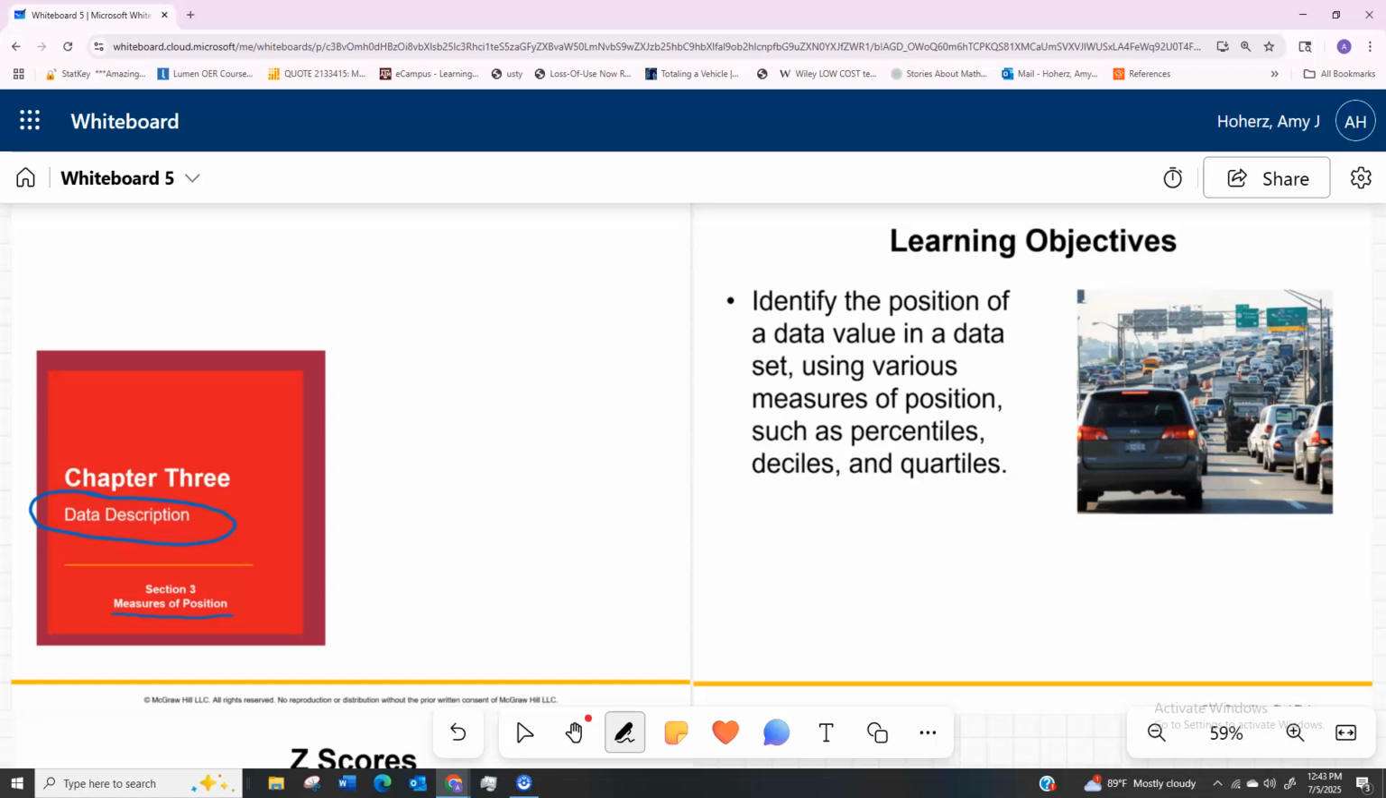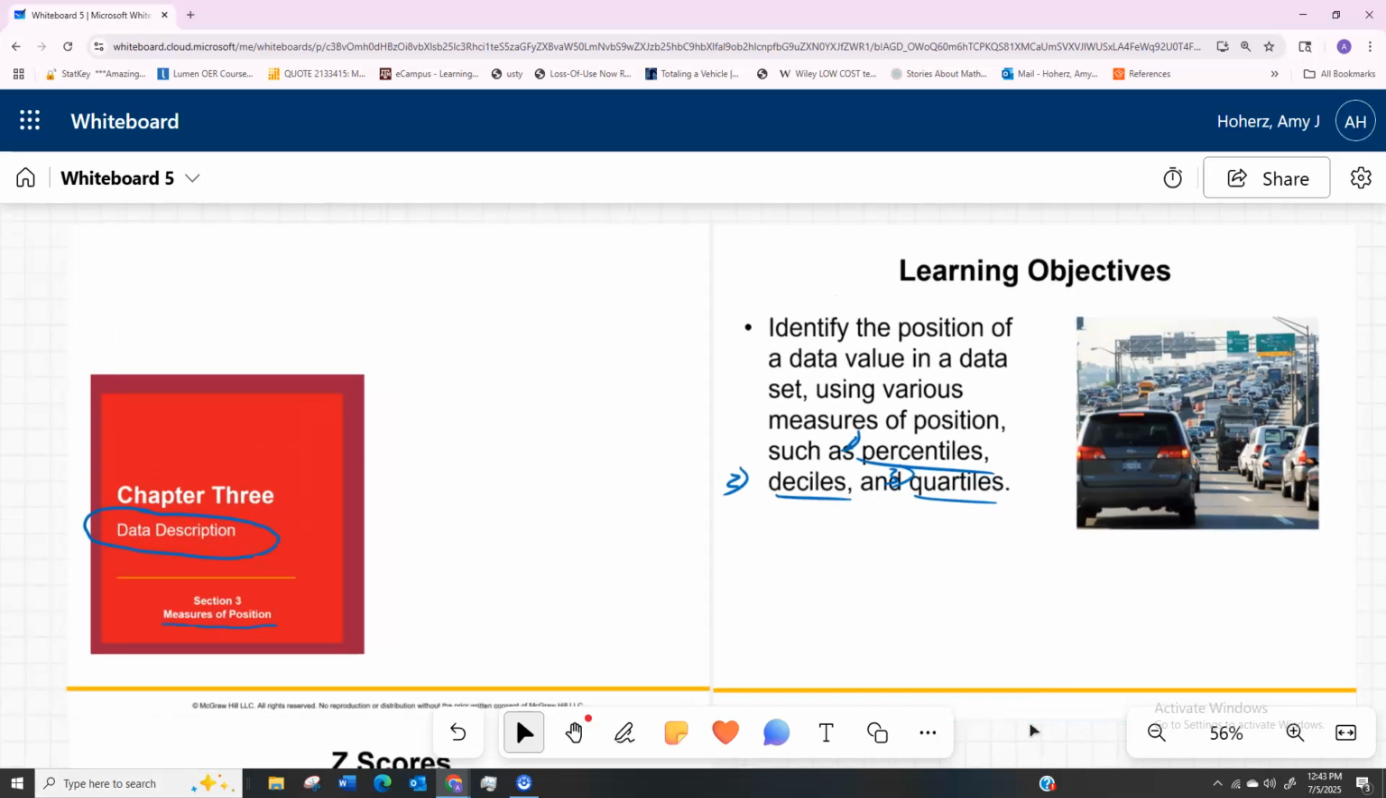Some of the measures of position that we're going to talk about, from the learning objectives here: identify the position of a data value in a data set using measures of position such as percentiles, deciles, and quartiles. Those are the three that they list here. Out of those, the quartiles is probably the one we talk about the most, because we also have a graph that we're going to learn how to do that utilizes the quartiles. The graph is called a box plot.